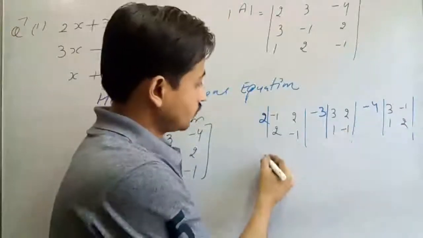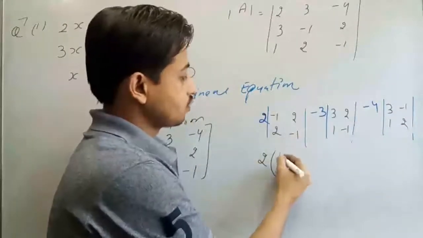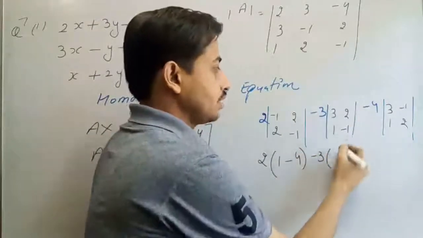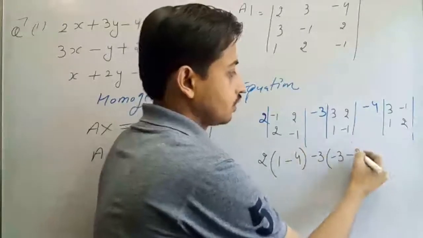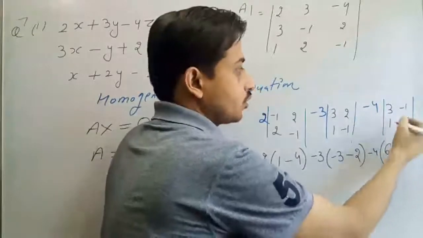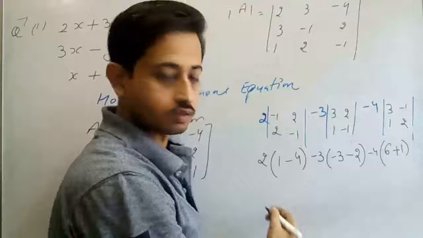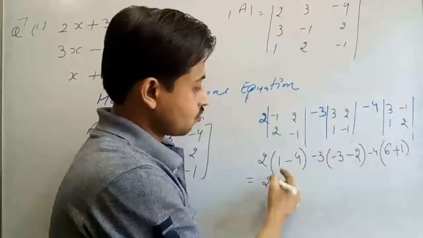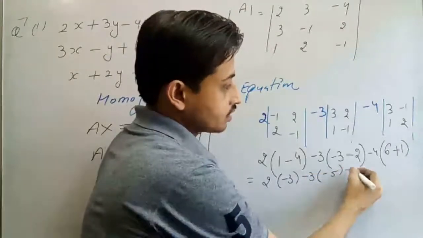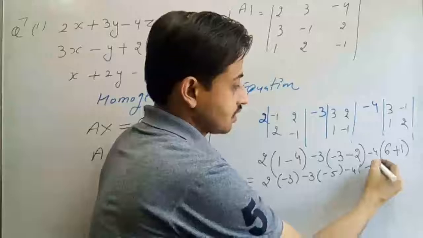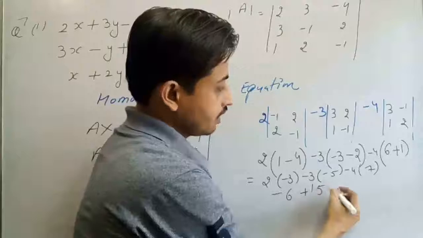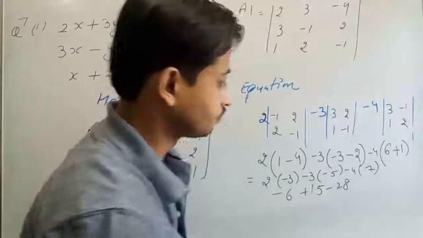Please solve this. 2 into minus 1 into minus 1, 1, minus 2 into 2, 4, minus 3, 3 into minus 1, minus 3, minus 2 into 1, 2, minus 4, 3 into 2, 6, minus 1 into minus 1, it becomes plus 1. Solve this. 2, 1 minus 3, 4, minus 3, minus 3, minus 5, minus 4, 6 plus 1, 7.